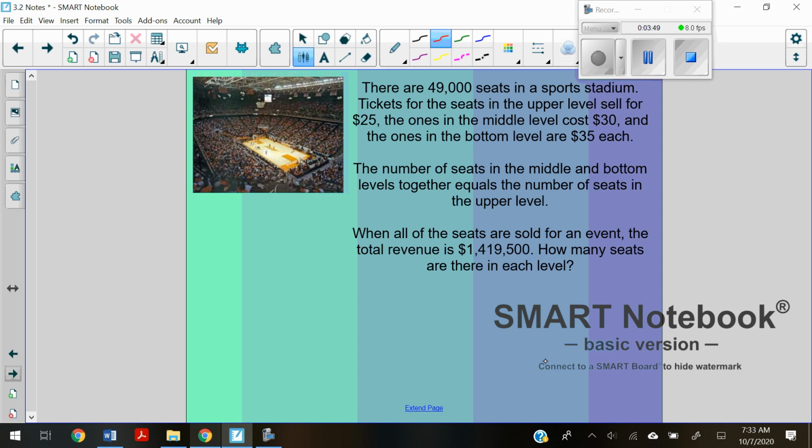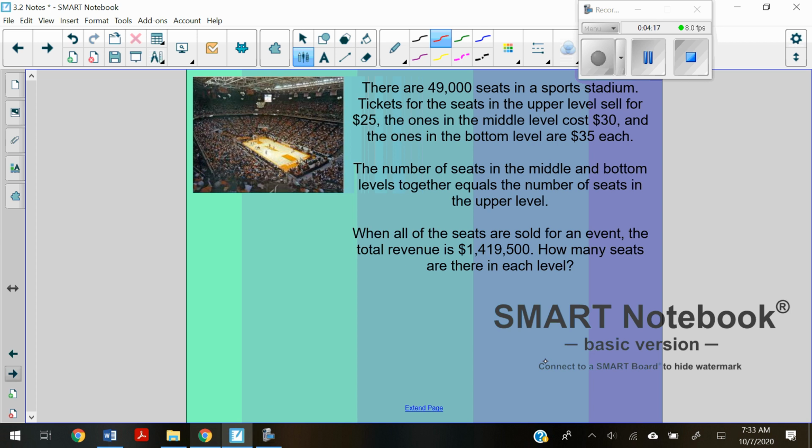There are 49,000 seats in a sports stadium. Tickets for the seats in the upper level sell for $25. The ones in the middle level cost $30, and the ones on the bottom level are $35. The number of seats in the middle and the bottom levels together equals the number of seats in the upper level. When all the seats are sold for an event, the total revenue is $1,419,500. How many seats are there on each level?